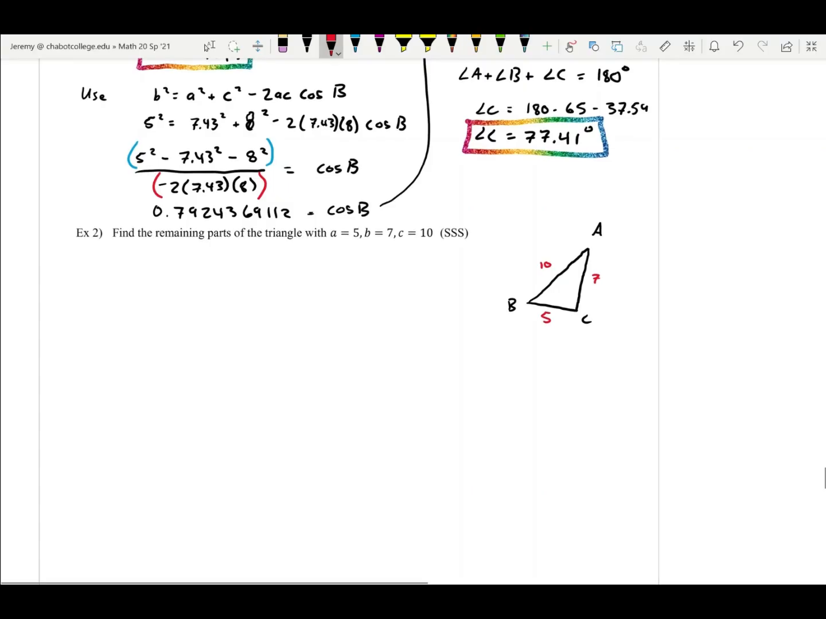Okay, so what I'm going to do is use law of cosines to solve for one of these angles, because law of sines wouldn't help me do that. So I guess I'll start with angle A. It doesn't really matter. You can start with whichever one you want.